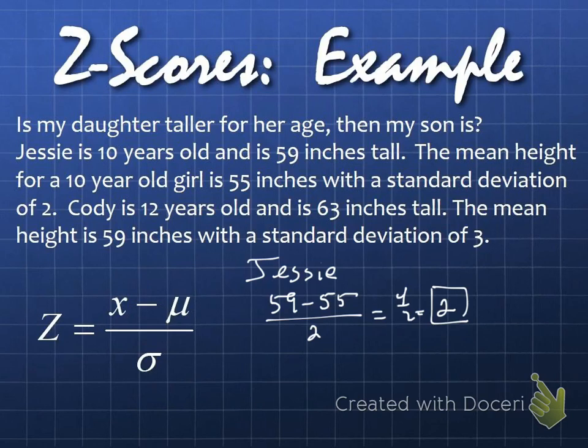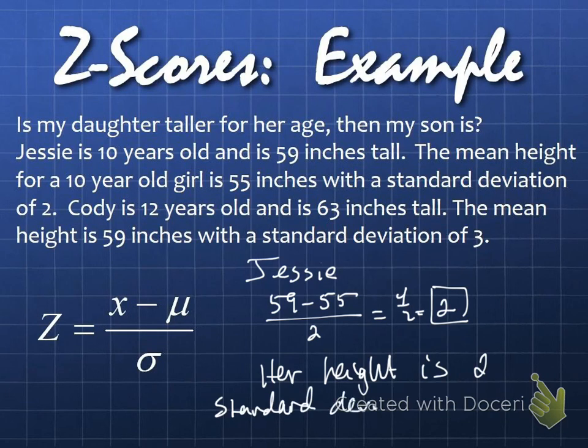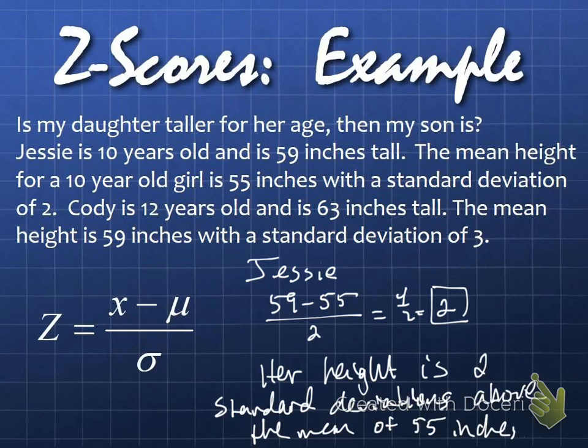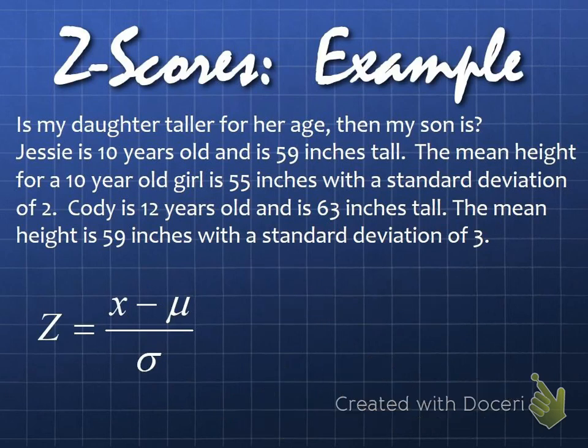So we'd even want to say that, right? So her height is 2 standard deviations above the mean of 55 inches, right? And probably even I would say above the mean height of 10-year-old girls of 55 inches. Okay, she's 2 standard deviations away, right? Now let's do Cody.